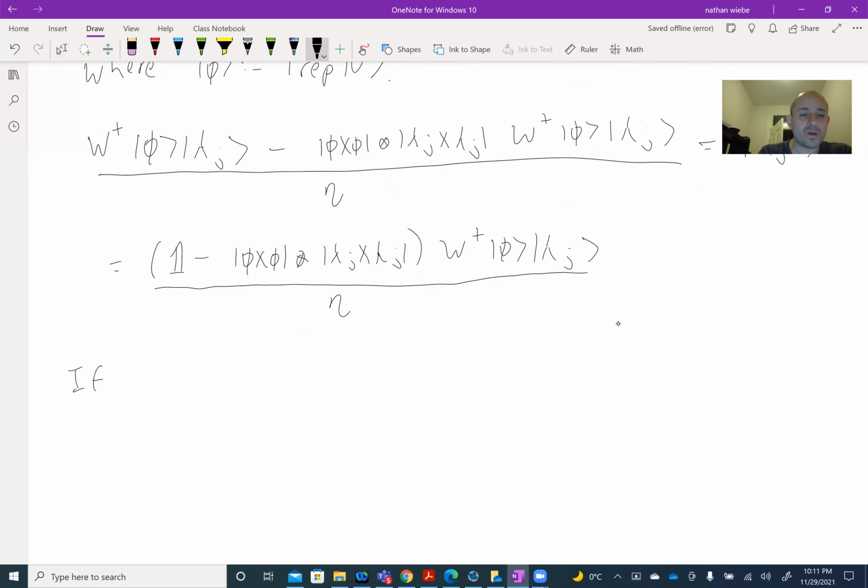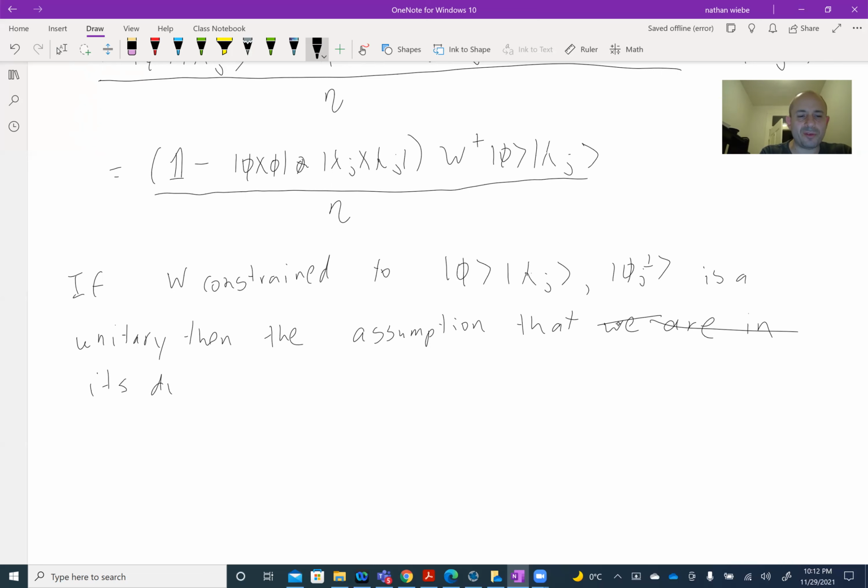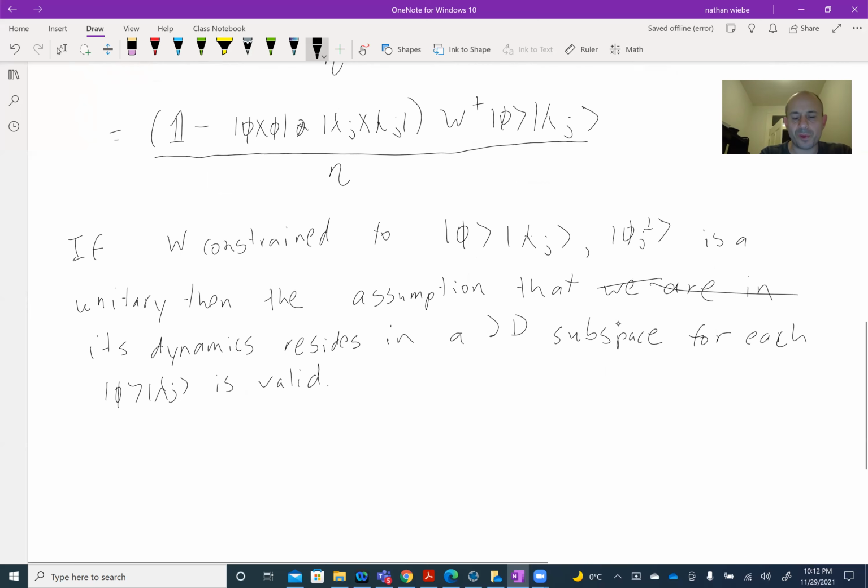And if W constrained to phi lambda sub j and phi sub j perp is a unitary matrix, then the assumption that its dynamics reside in a 2D subspace for each phi lambda j is valid.